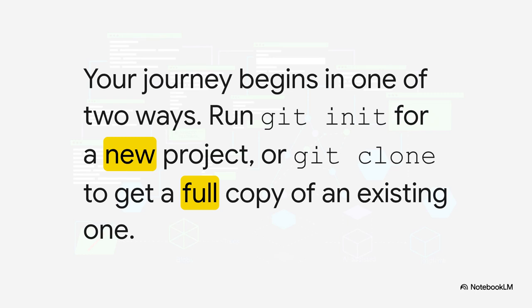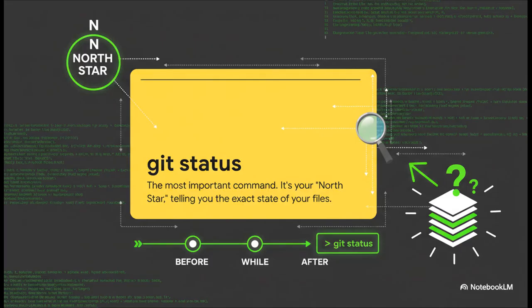So, where do we start? Well, there are 2 main entry points into this Git world. If you're starting a brand new project from scratch, you'll use the command git init right inside your project folder. But if you're joining a project that already exists, you'll use git clone to download a full copy of its history onto your computer.